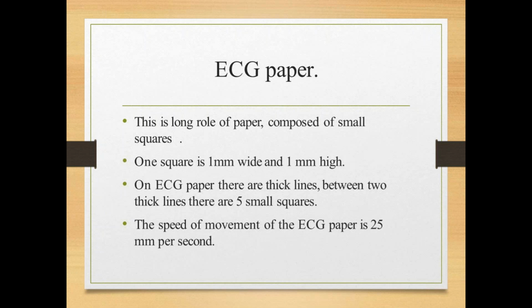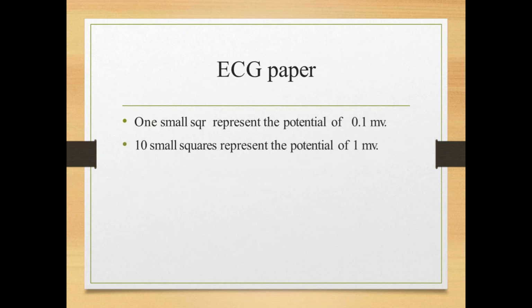Now coming to the ECG paper, this is a long roll of paper which is composed of small squares. There are also big squares. One small square is 1 millimeter wide and 1 millimeter high. On the ECG paper, there are thick lines. Between two thick lines, there will be 5 small squares. And the speed of movement of the ECG paper is 25 millimeters per second. This is also just for information, you can keep it in your mind.